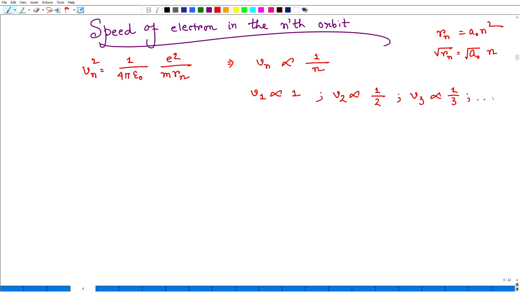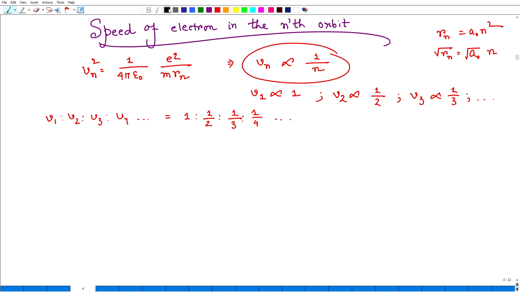and so on. That means we can write V1 : V2 : V3 : V4 and so on equals 1 : 1/2 : 1/3 : 1/4 and so on. So this is the ratio. That means the speed is decreasing, right? It is inversely proportional to n. So if you increase the orbit or energy level n, then the speed will decrease.